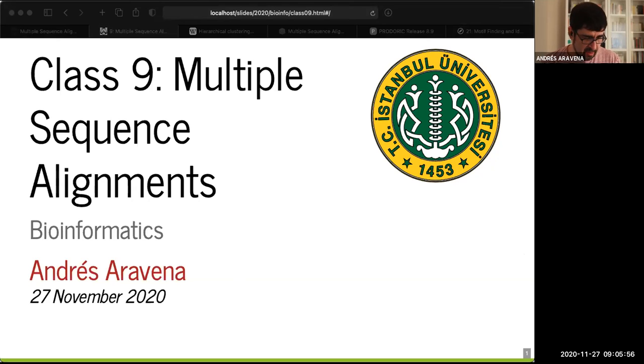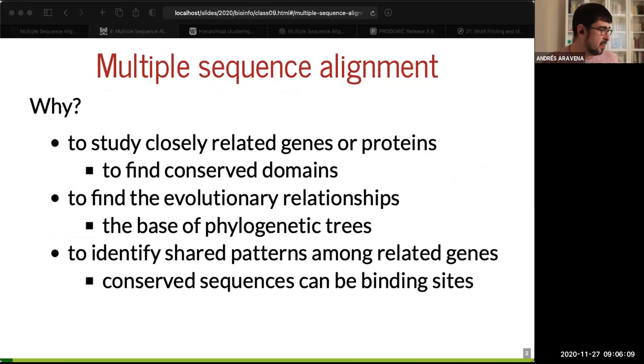So, multiple sequence alignment. This is something that people love. When people think of bioinformatics, people think of this thing, or something like this. So, why do people do multiple sequence alignment? Basically because you want to find what are the important parts in your gene or protein.